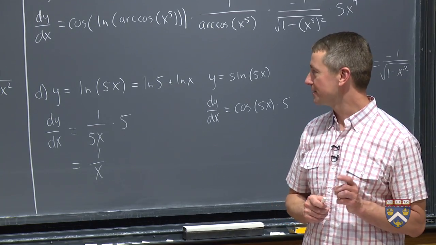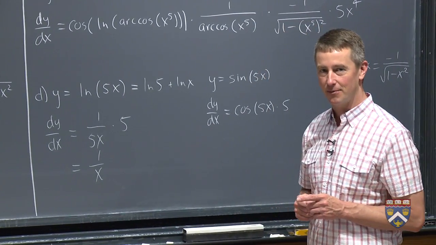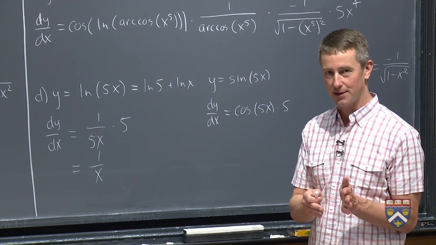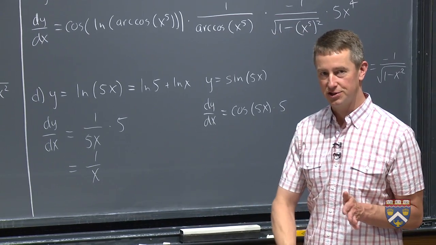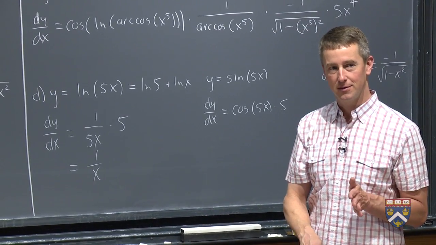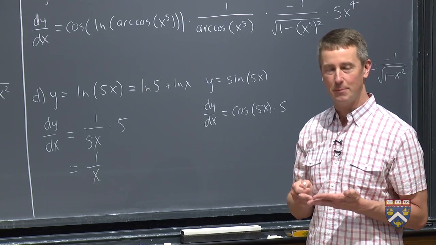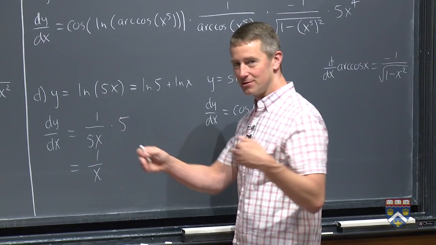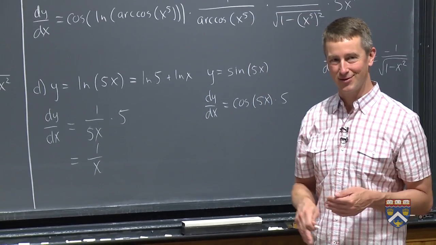Take a minute to think about this. We know that multiplying by a 5 on the inside from our very first day does what? That squeezes the graph horizontally. Adding an ln of 5 does what? Shifts the graph vertically. So this says that the natural log has this very, very special property that a horizontal shrinking is the same as a vertical shift.